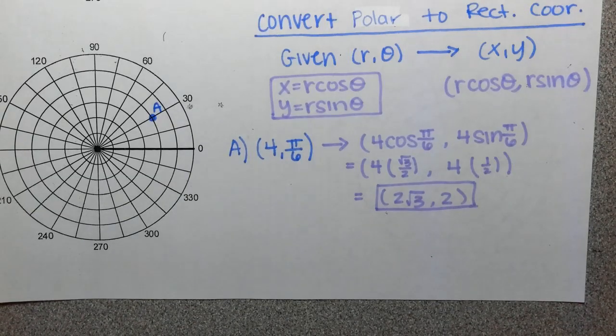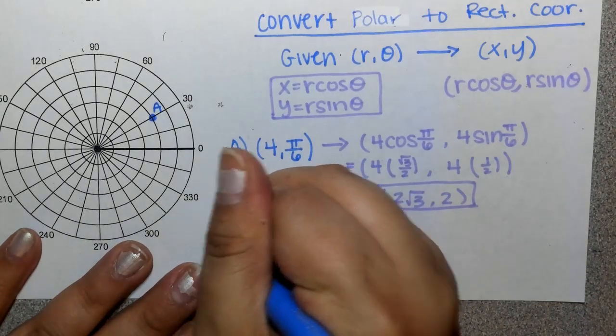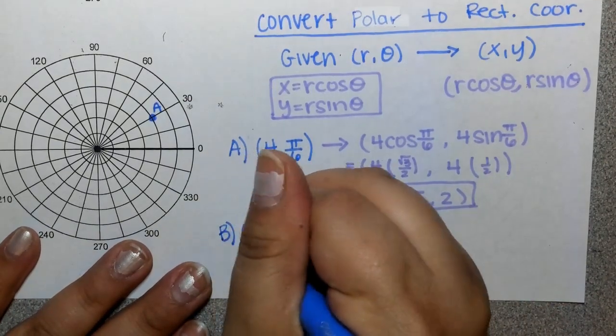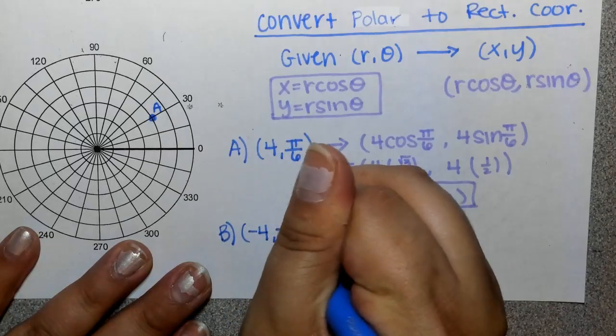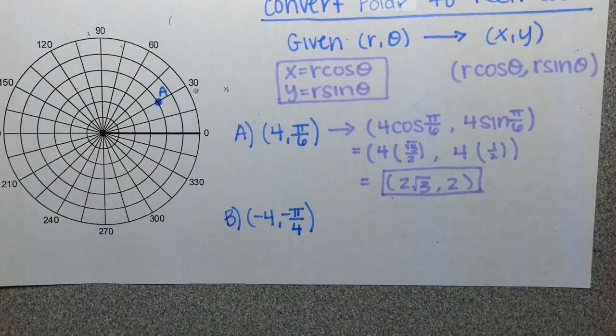This will help you with your homework, I think number 6 or number 8. How do we plot this? Negative 4, negative pi over 4. We didn't do anything like this yet on Friday, but it is on the homework. Negative 4, negative pi over 4. Why the fourth quadrant?